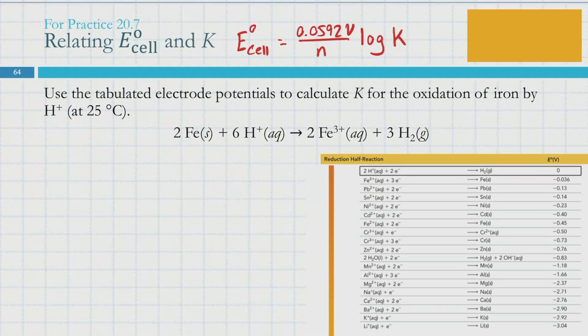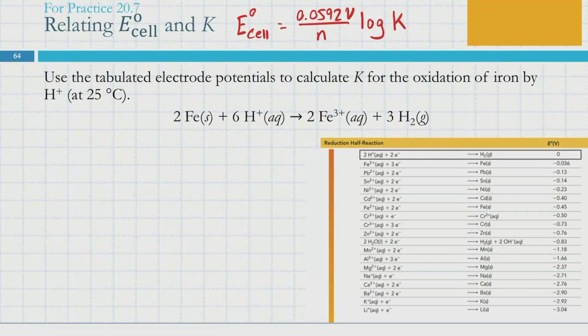So let's use the tabulated electrode potentials to calculate K for the oxidation of iron by H plus at 25 degrees Celsius. So we're trying to find K. That means that we need n and our standard electrode potential. How many electrons are transferred in this balanced equation?